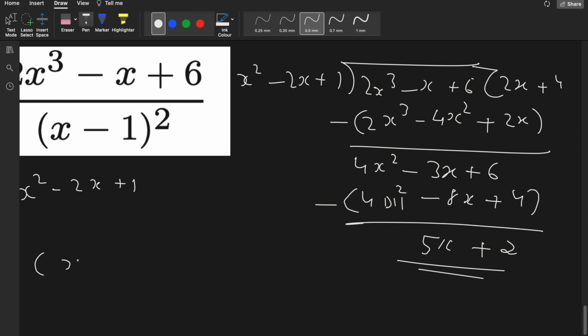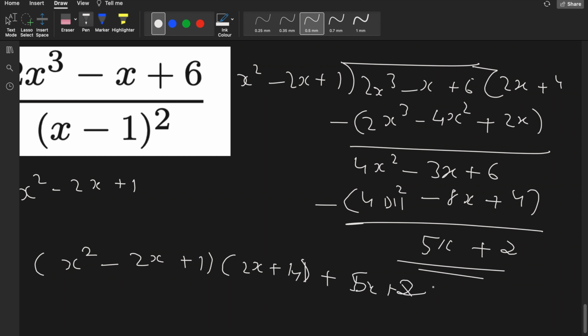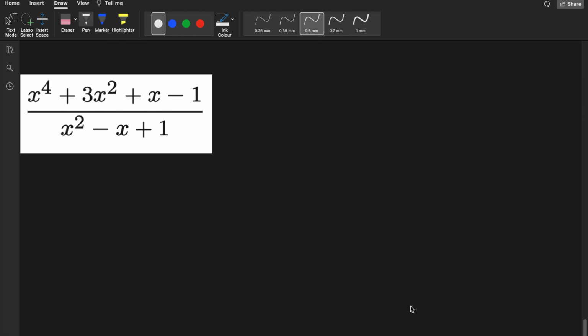The polynomial is divisor into quotient plus the remainder. So this is our polynomial. Let's solve the last question. You know the drill, so let's just do this.